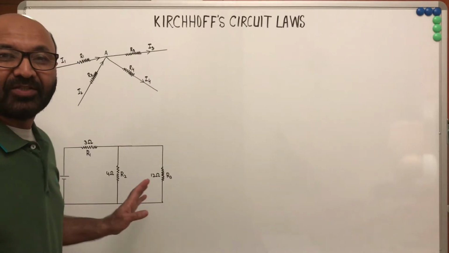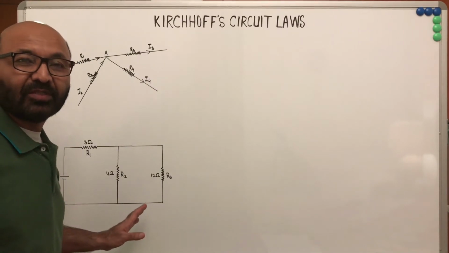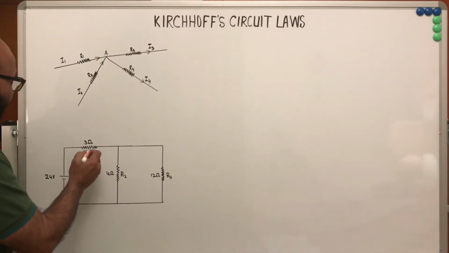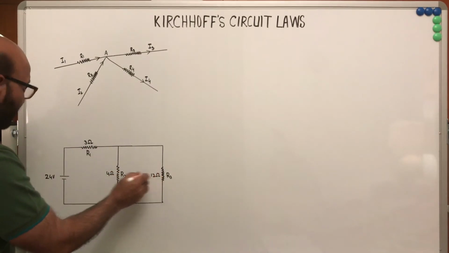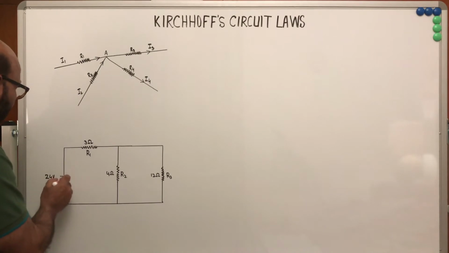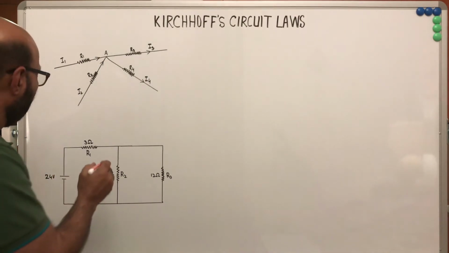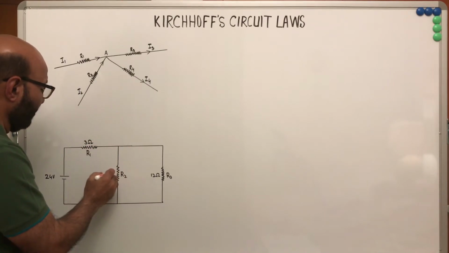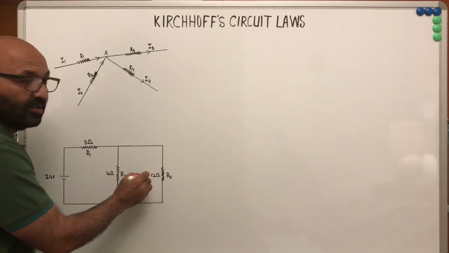Let's take this simple example of Kirchhoff's circuit laws. In this circuit, we have three resistors and a supply of 24 volts. Resistor R1 is 3 ohm, resistor R2 is 4 ohm, and resistor R3 is 12 ohm.